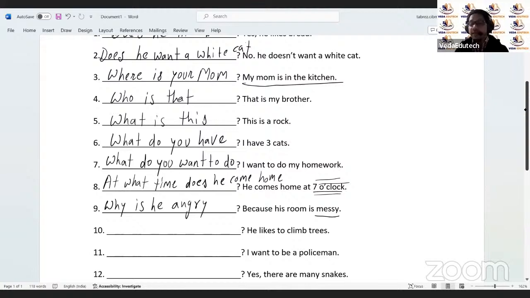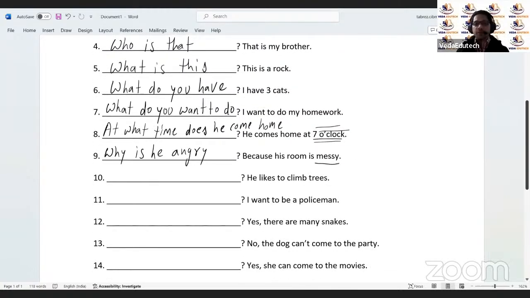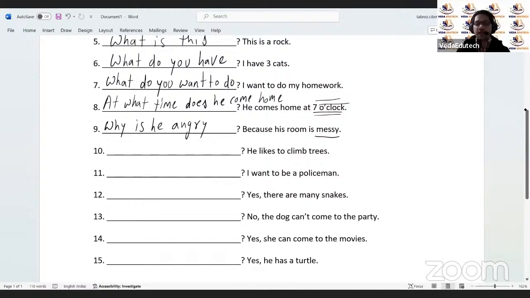Why is he sad? Because his room is messy. Okay. So of course, you will not say why is he happy? And then answer is coming because his room is messy. Okay. So that is not matching with the situation, right? So angry, sad, why is he tired? Because his room is messy. Okay. So according to the possibility, you can think of question. But question should match with the answer. Answer should match with the question. That is important.